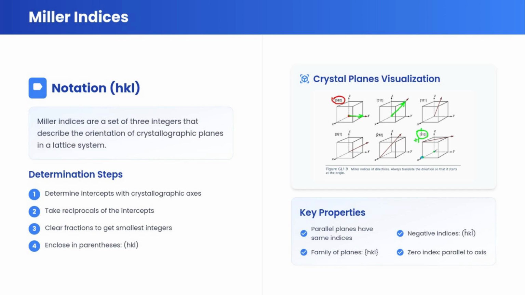To label specific planes in a crystal, we use Miller indices, written as H, K, L in parentheses. To find them, follow these 4 steps. First, determine the intercepts of the plane on the 3 axes. Second, take the reciprocals of those intercepts. Third, clear any fractions to get the smallest whole integers. Finally, enclose them in parentheses. Remember that parallel planes always have the same indices, and a 0 index means the plane never touches that specific axis.